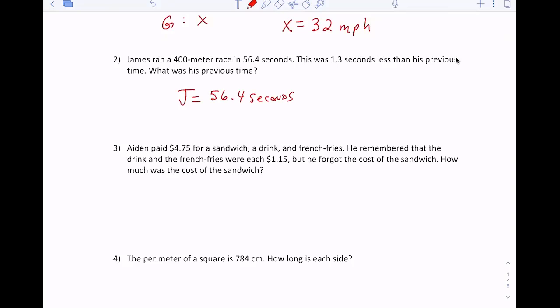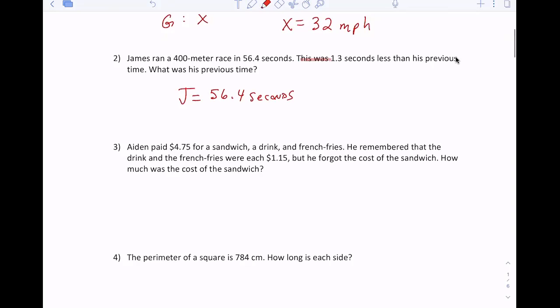Now, it says this time was 1.3 seconds less than his previous time, all right? So his previous time, now listen to me on this. Is his previous time going to be more or less than this time? That's the tricky part. That's what we're trying to discover right now. That's what I'm trying to ask you. It's going to be more.